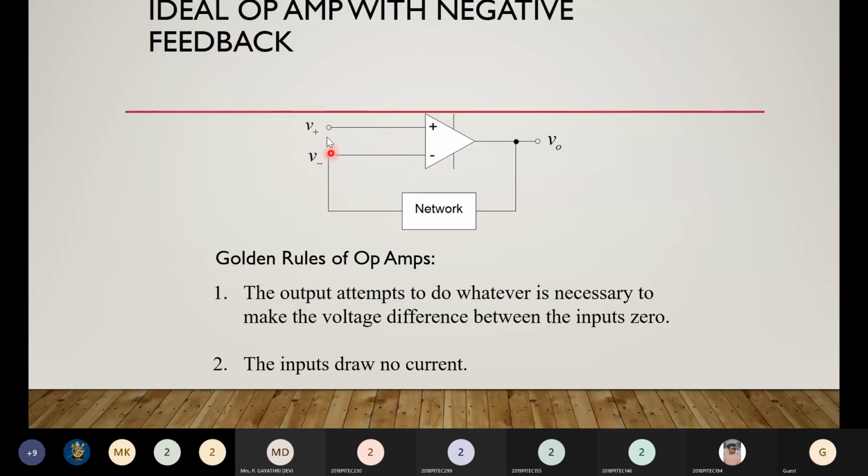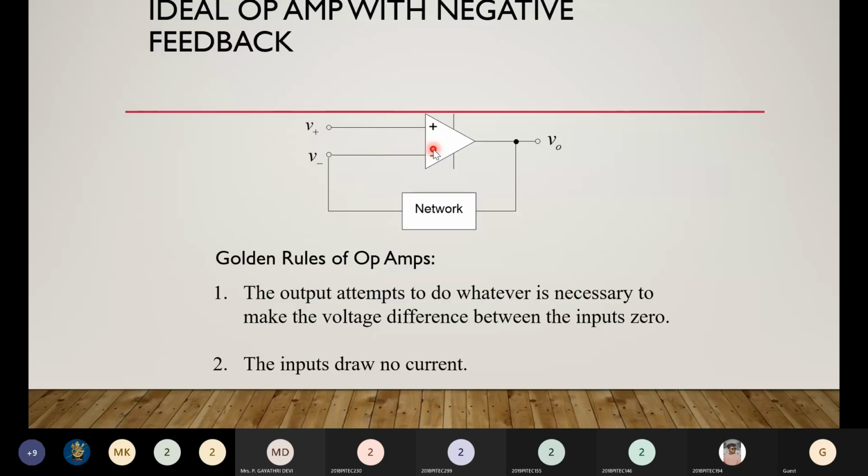Second one, since it has high input impedance, no current will enter into the op amp. See, you are connecting some circuits here, which means some current is flowing from the source, but that current will not enter into the op amp. If you have a branch here, the entire current will flow through the other branch. Nothing will enter into the op amp. So remember these two golden rules of op amp. Since it has very high input impedance, no current will enter into the op amp. Since it has high gain, that is infinite gain, your differential input is 0. With these two rules only, we are going to analyze all the op amp circuits.